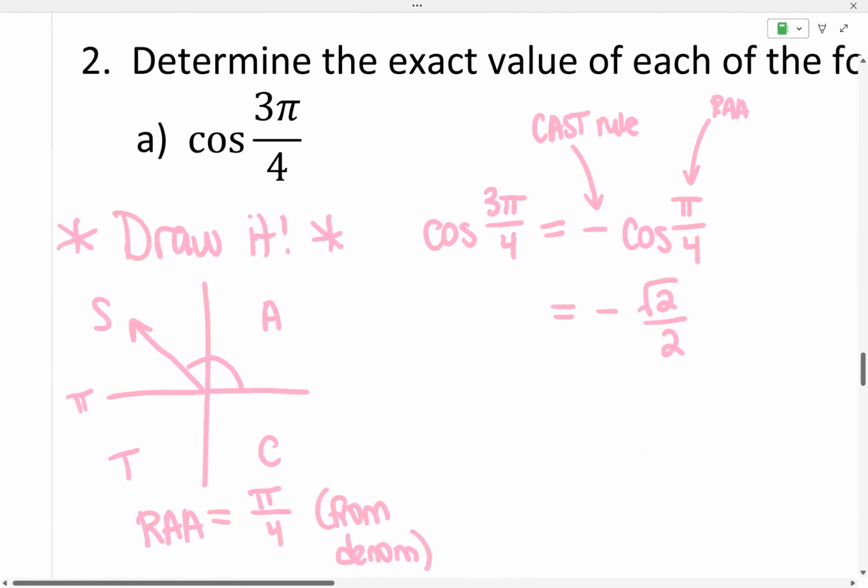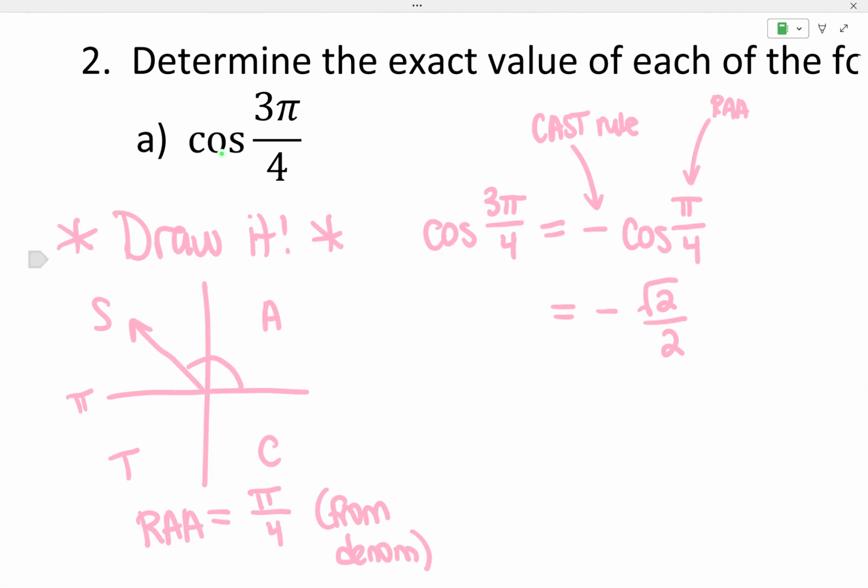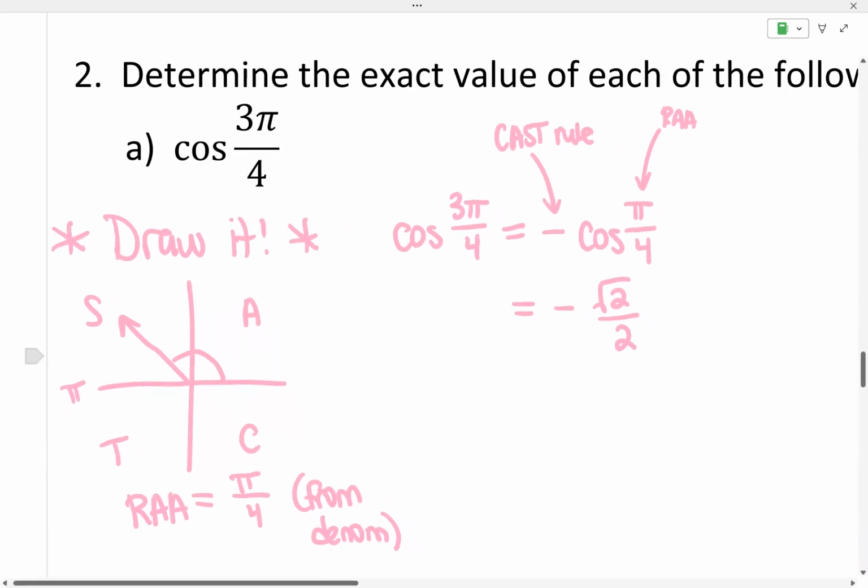So cos of 3 pi over 4, the absolute first thing you should do is draw it. The reason why I know 3 pi over 4 is in quadrant 2 is because, again, 4 pi over 4 would be this full one, so it is a bit less than that. The next thing you need to do is figure out your related acute angle, and this is exactly what you would do if you were dealing with degrees.